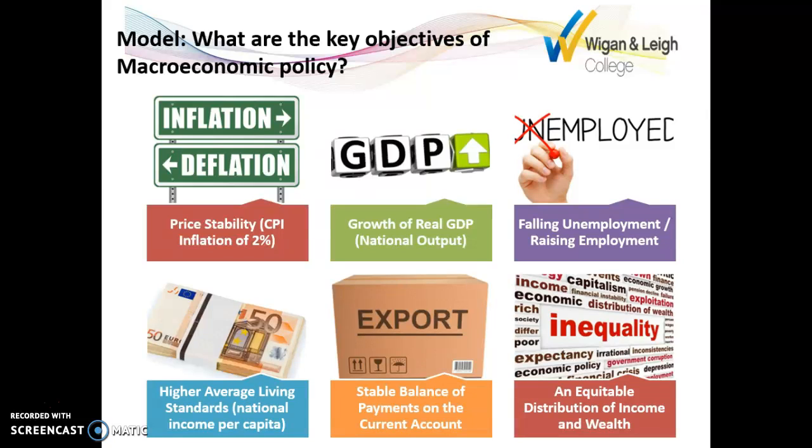Now, the other 2 we looked at were higher living standards, and we also looked at the distribution of equal wealth. Now, for your examination, the most important 4 are the inflation rate, real GDP, unemployment, and the balance of payments on the current account. The other 2 are interesting to know about, but are not required yet for your Year 1 paper.